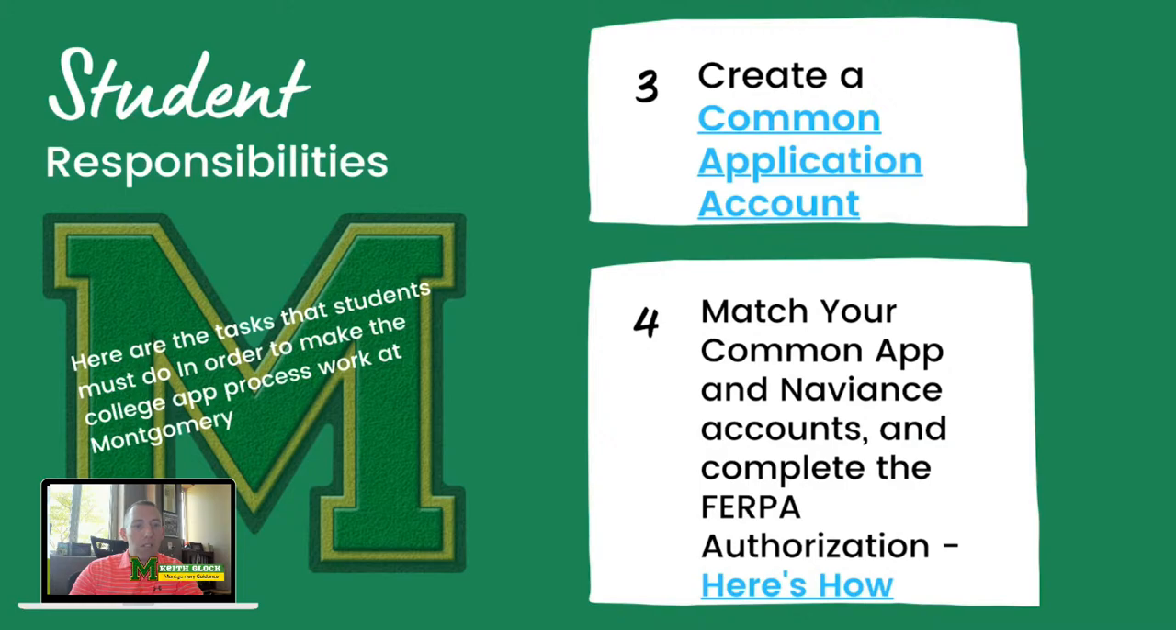So now that you provided us with some last minute information, we're going to talk about creating a Common Application account if you don't have one already. And we know that you already have a Naviance account, so we're going to need to link those two items. Not only are we going to link those two items, but we're also going to provide Montgomery High School with the permission to send transcripts, letters of recommendation, and the school profile via that Naviance Common Application merge, which works really, really well. So let's show you how to do that here first.